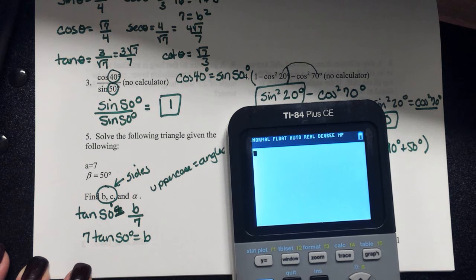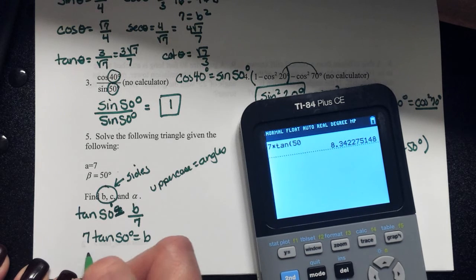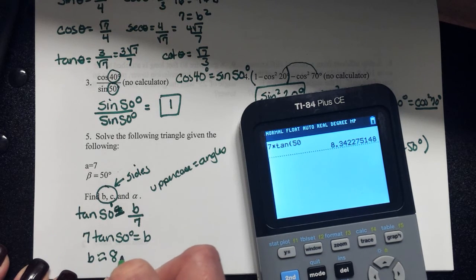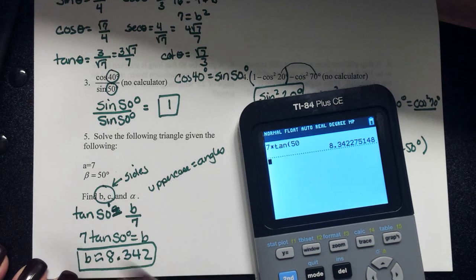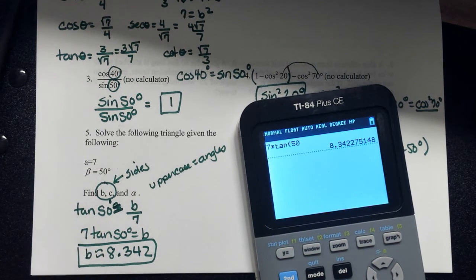And I'm just going to simply type in 7 times the tangent of 50 degrees. So 8.342. You're always going to round to 3 decimal places. Okay? So any questions on how I solve for side B? By the way, remind me again, is this exact or is this approximate? Approximate, because I rounded to 3 decimals.